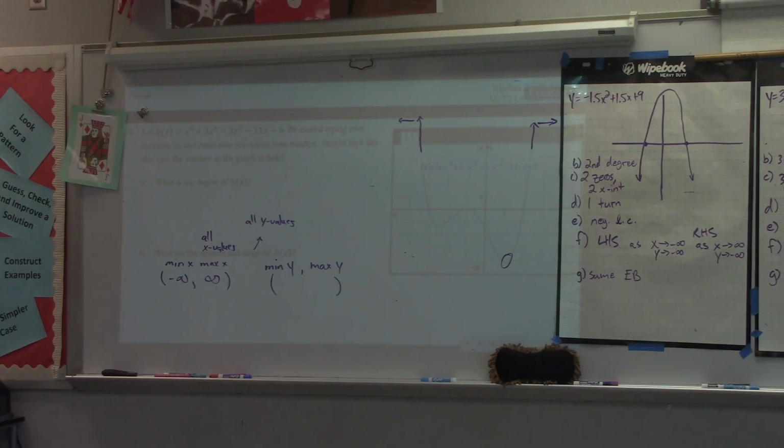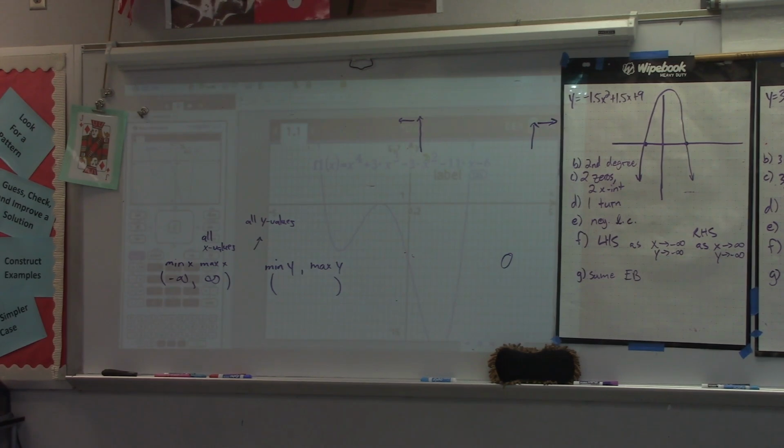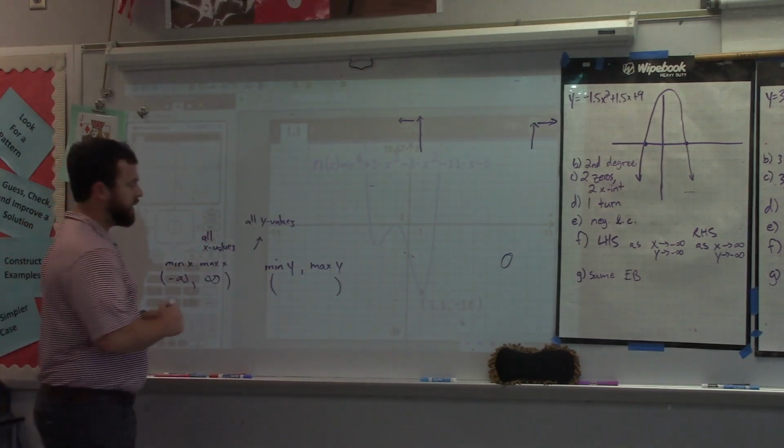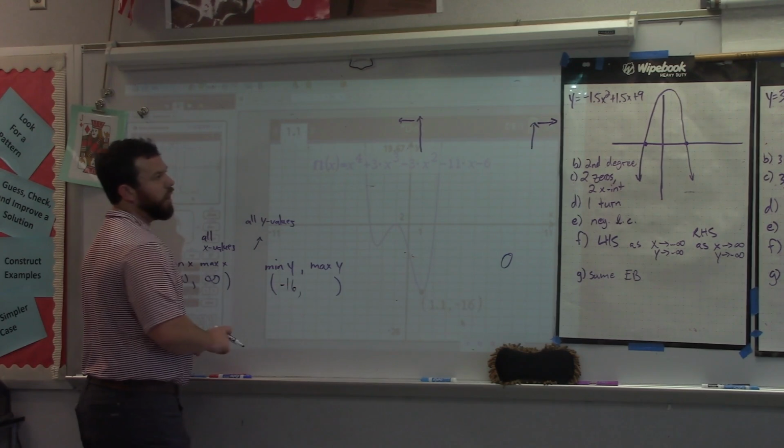I can't quite see it fully, but I do want to point out, you have a calculator. How could I find what that minimum is on the calculator? Analyze graph. I'm going to analyze my graph to find out exactly what it is, and go to minimum. If you wanted the x-intercepts, you could have used zeros. So minimum, lower bound, upper bound. There's my minimum. So what is my minimum y for this function? Negative 16.